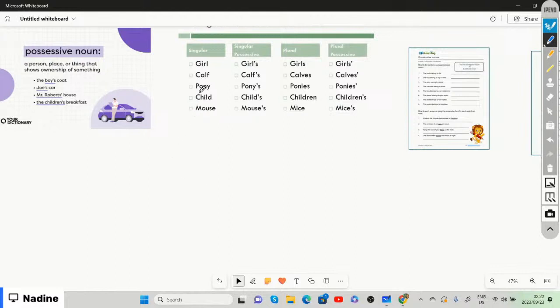So we have child, child's, children, and children's. We need to come up with sentences, right? So can you think of any sentences that we can make to show a difference between singular and singular possession, as well as plural and plural possession?